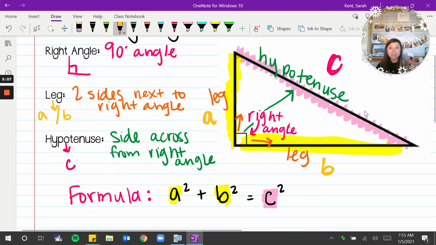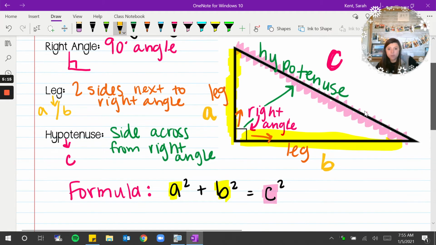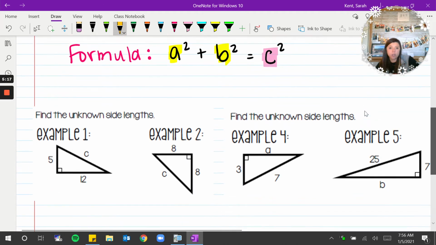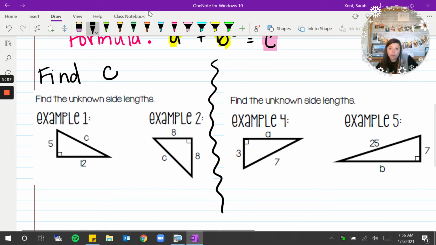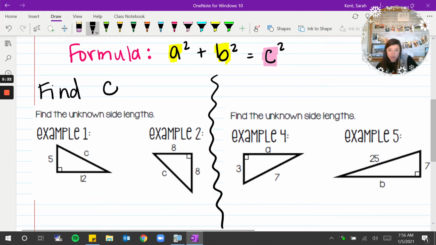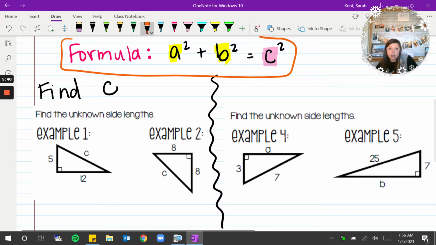All right, so now let's practice. It seems confusing, but I promise it'll be pretty straightforward, pretty simple. First, we're going to look at how to find c. We're still going to use this formula of a squared plus b squared equals c squared. This is something you'll want to put in a special spot, put it in a big box, so that you can see it easily.